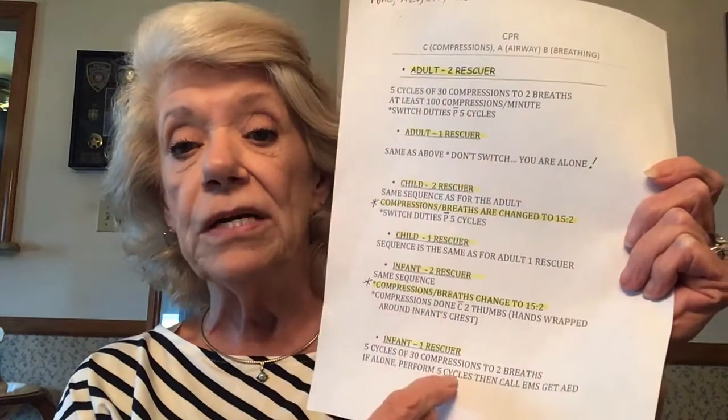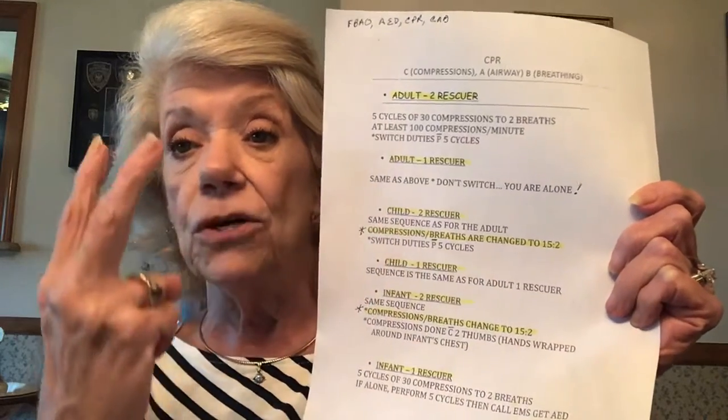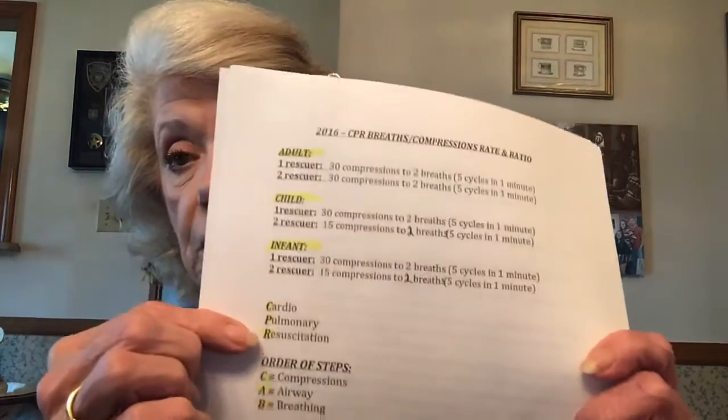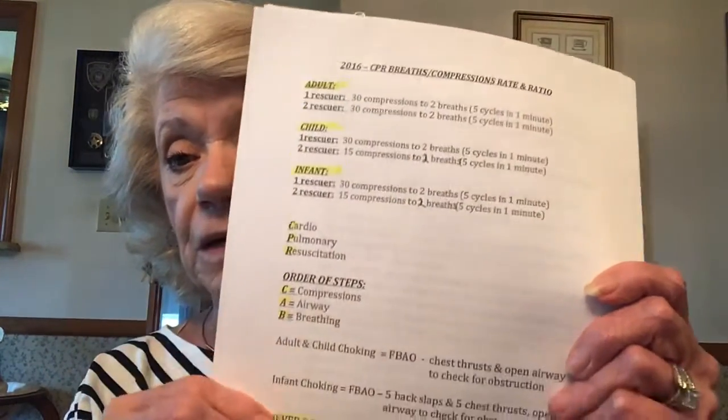Same thing for the infant. If you're by yourself, it's 30 to 2. If somebody comes to help, it's 15 to 2. So these are the only 2 times it changes for a child or an infant 2 rescuer. Okay? All right, and I have it again on this page, just in case you didn't get it the first time. All right? All right, let's start with the notes.